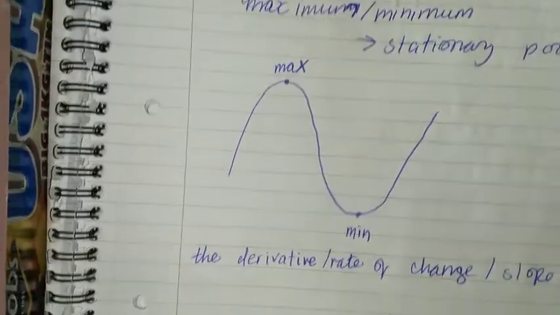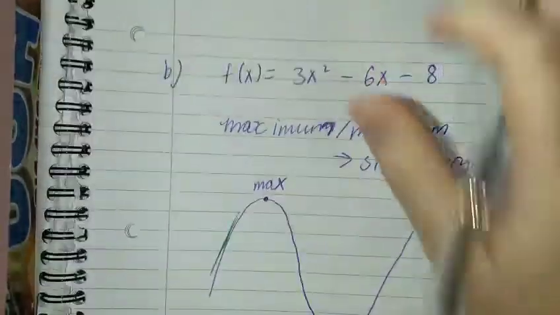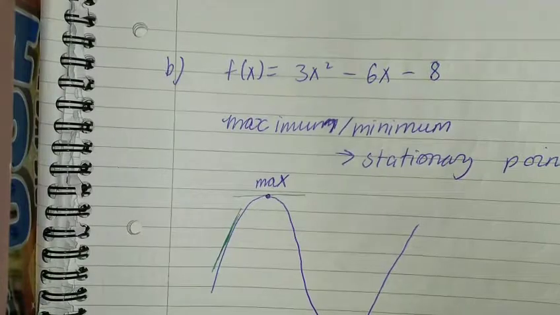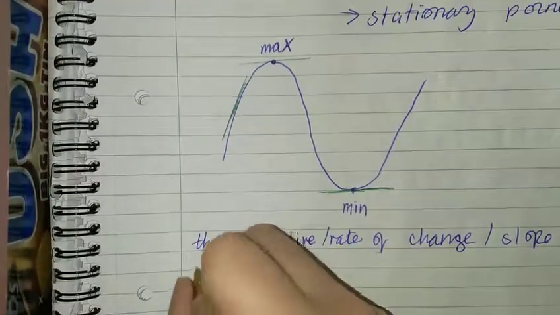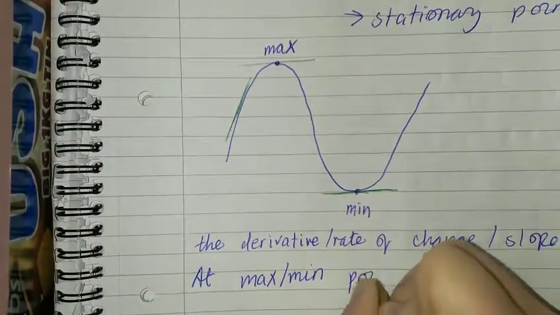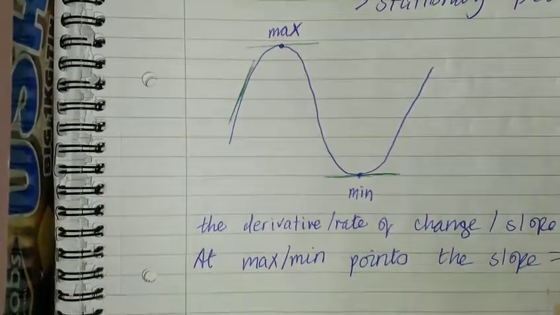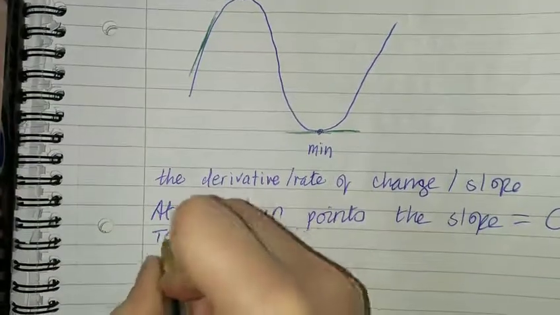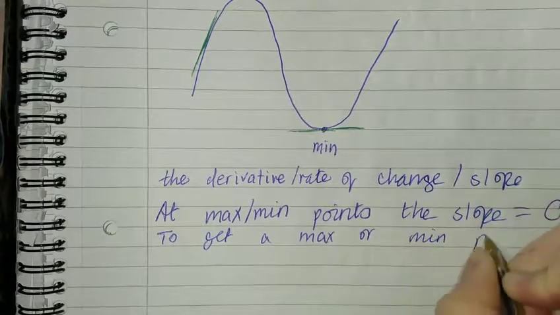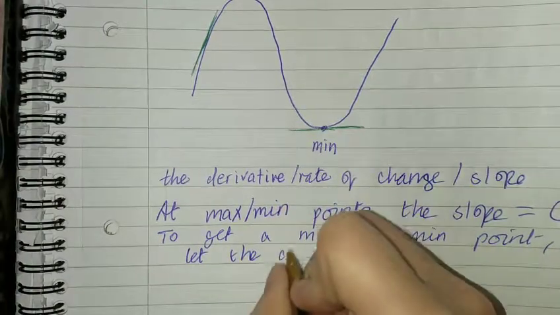But at the max, the slope of the tangent to the graph would be positive here, but at the max the slope is going to be 0, and at the min the slope is going to be 0. So at our max or min points, the slope is equal to 0. So to get a max or min point, we let the slope, or the derivative, equal 0.